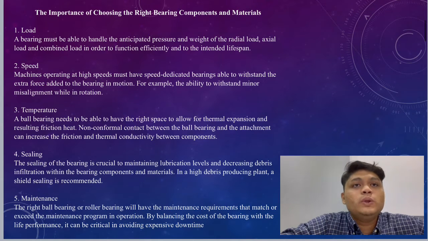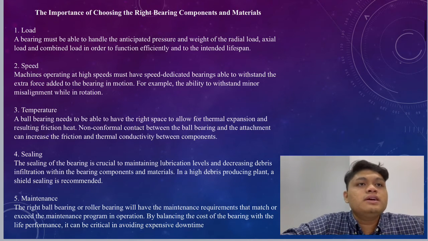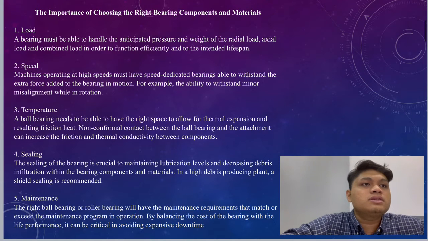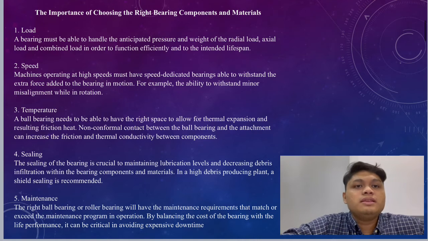Now I want to present about the importance of choosing the right bearing component and material. Number one is load. A bearing must be able to handle the anticipated pressure and weight. Number two is speed. Machines operating at high speed must have speed-dedicated bearings able to withstand the extra force. Number three is temperature. A ball bearing needs to have the right space to allow for thermal expansion and the resulting friction heat.